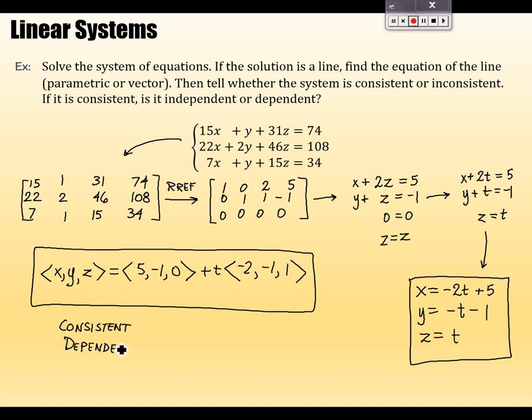Do you see it now? Why is dependent a good word? Dependent on what? z. Dependent on your free choice of t or z. It's the same thing. You give me a t, I would spit back a solution to you that solves all three equations simultaneously. You give me a different t, I spit back a different point that satisfies the equation.